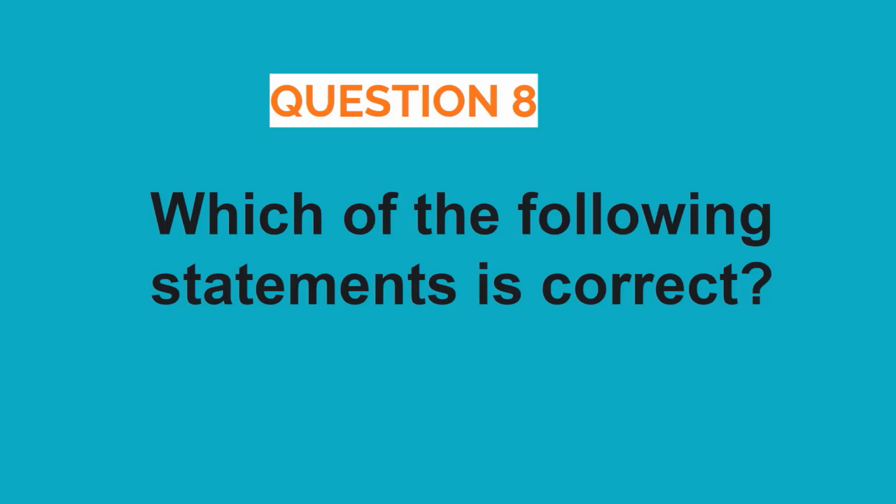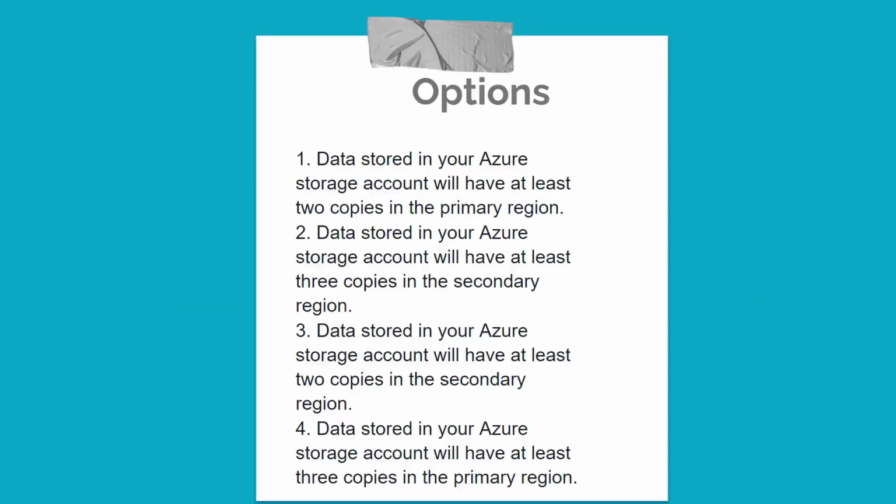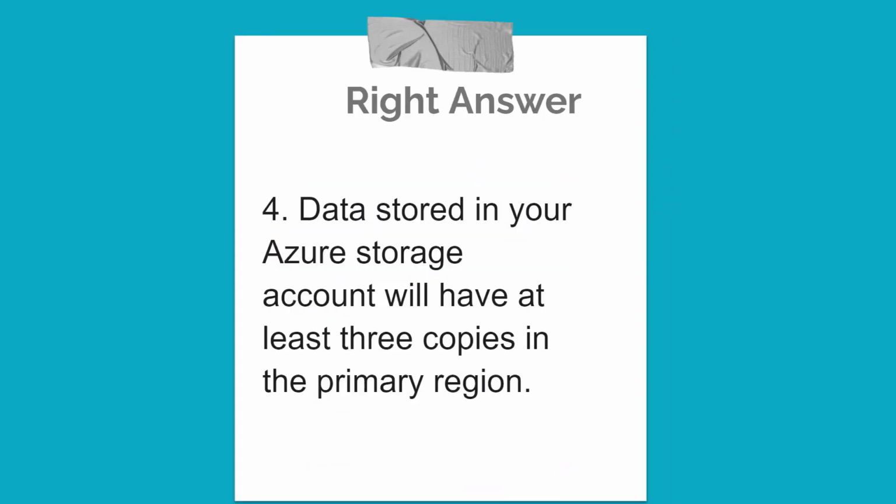Question 8. Which of the following statements is correct? Option 1. Data stored in your Azure storage account will have at least 2 copies in the primary region. 2. Data stored in your Azure storage account will have at least 3 copies in the secondary region. 3. Data stored in your Azure storage account will have at least 2 copies in the secondary region. 4. Data stored in your Azure storage account will have at least 3 copies in the primary region. Right answer is 4. Data stored in your Azure storage account will have at least 3 copies in the primary region.